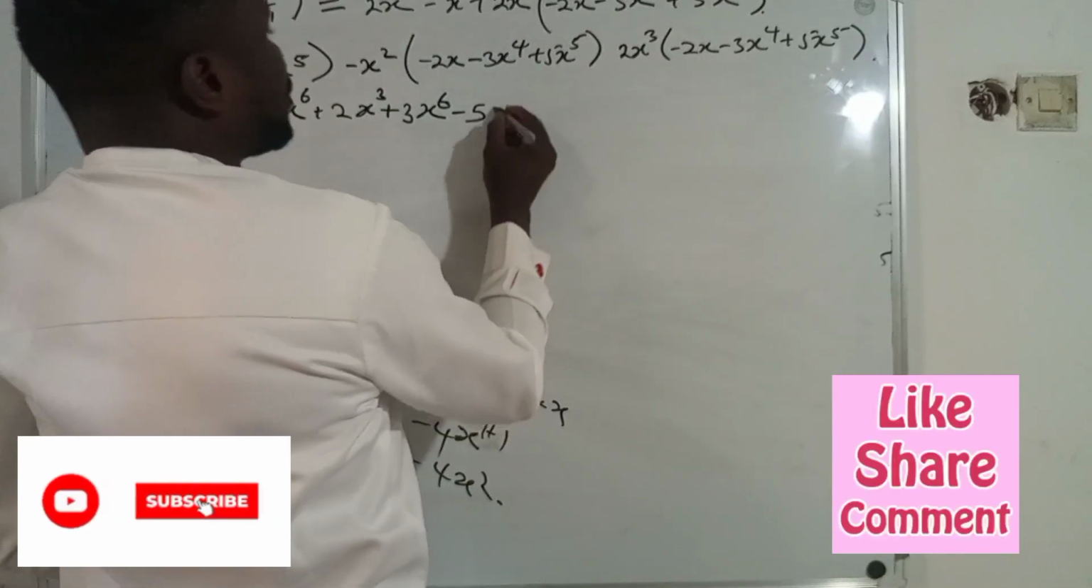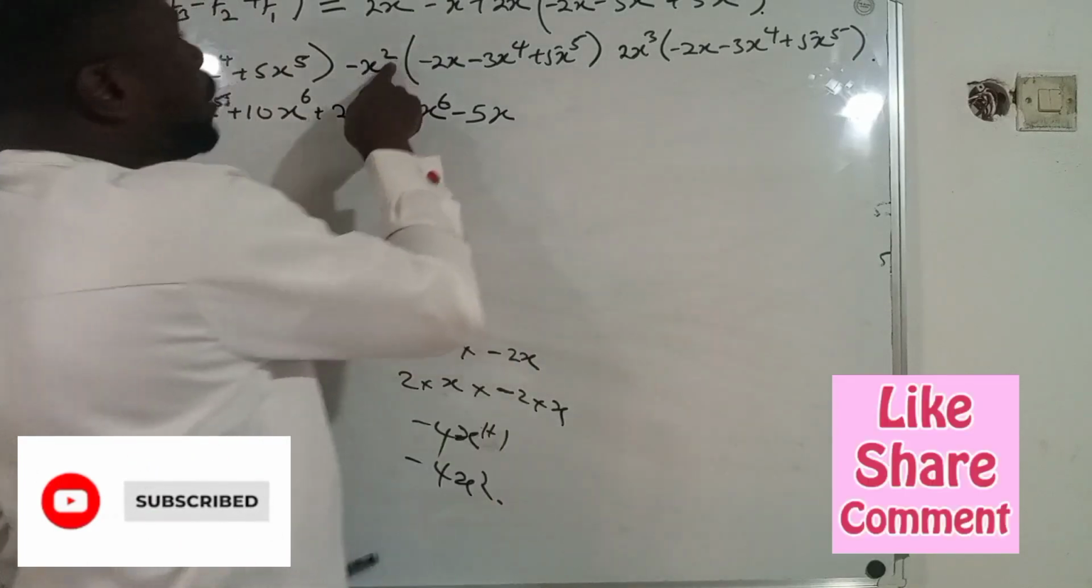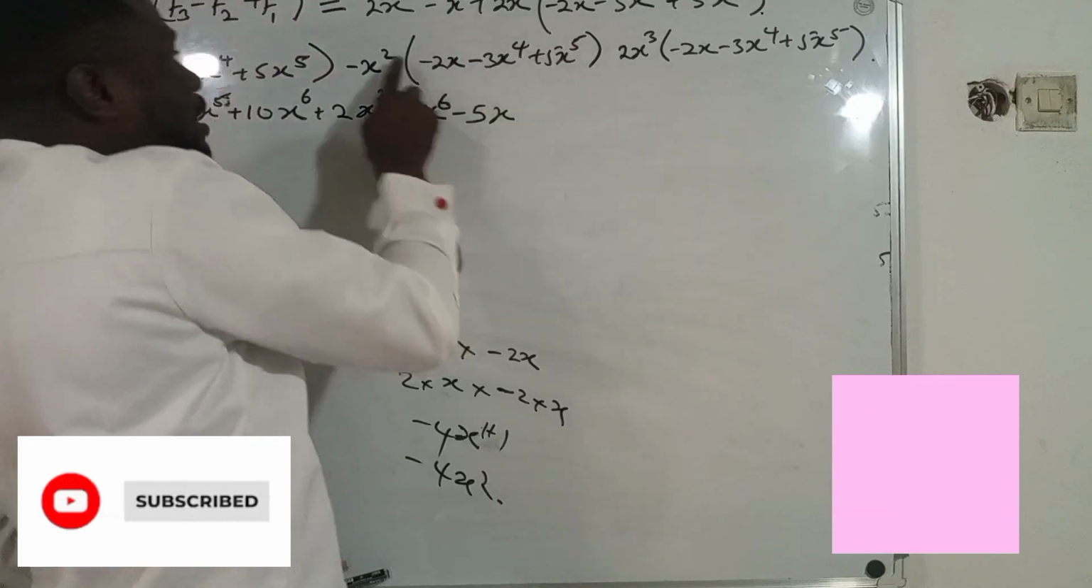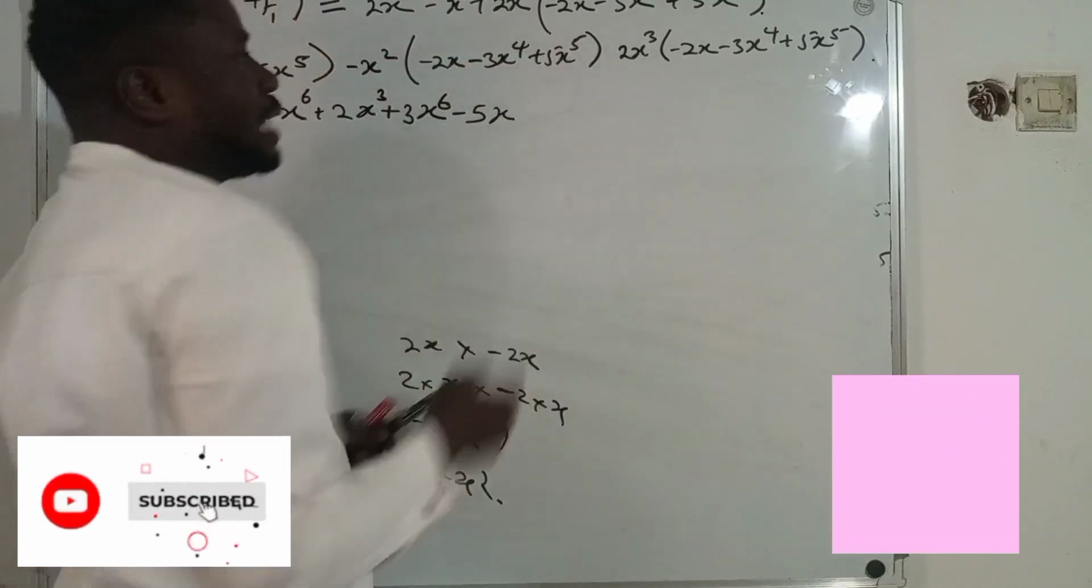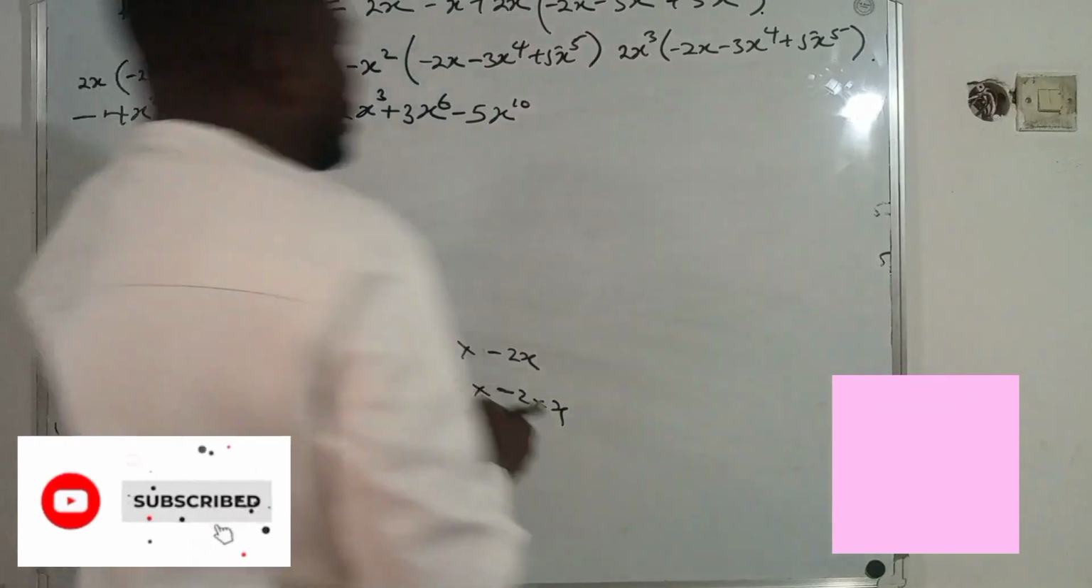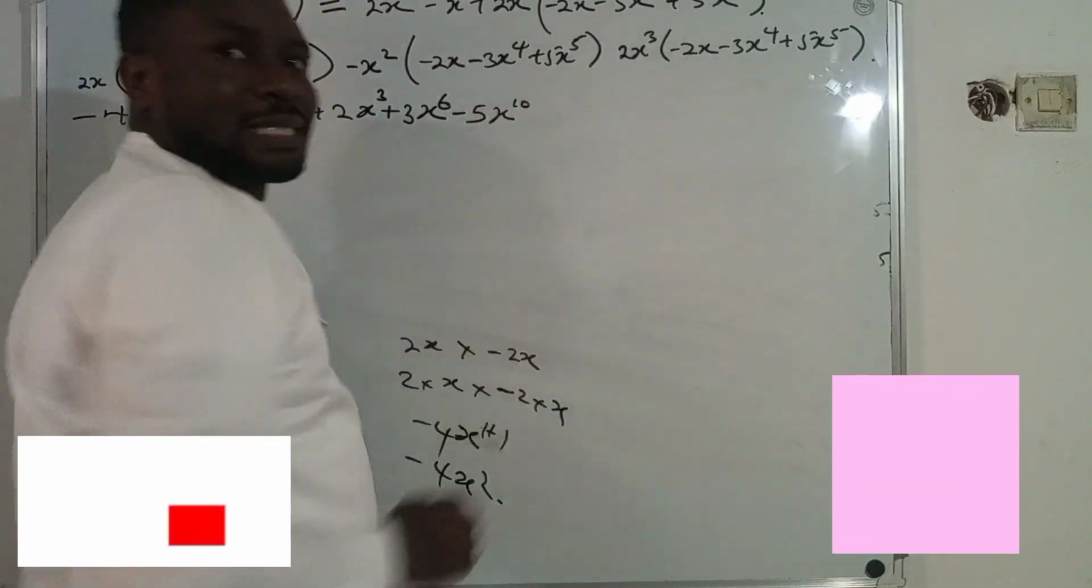What happens to the x? That will be x. Remember there is 2 here. This 2x squared times x raised to power 5. That is simply by saying 2 plus 5. That will be what? 10. So you're going to have minus 5 raised to power what? 10. We are done with this bracket. We now go for the third bracket.